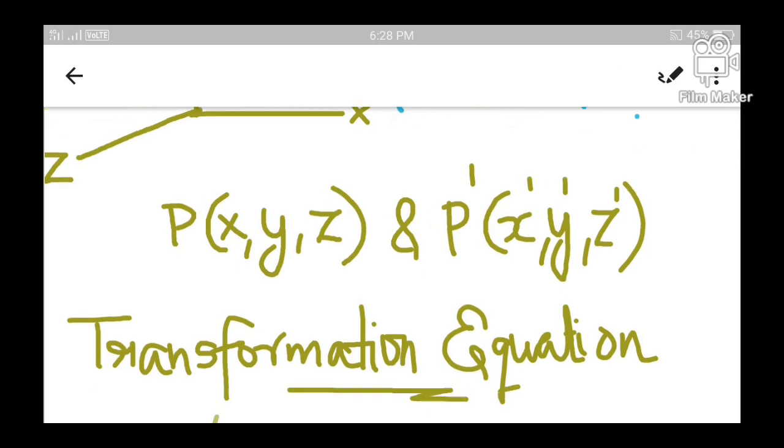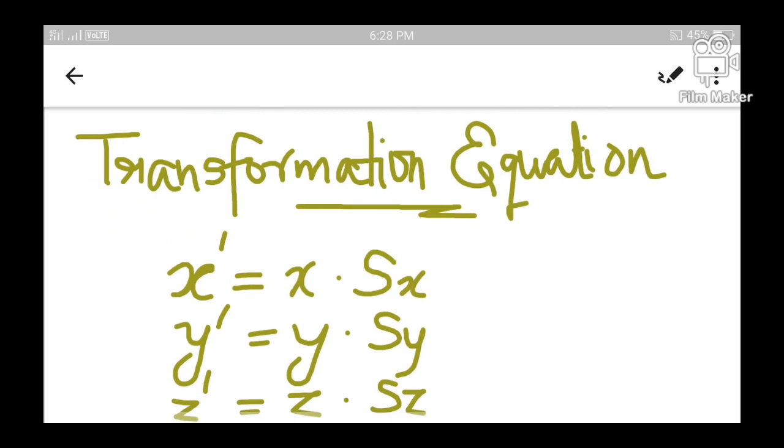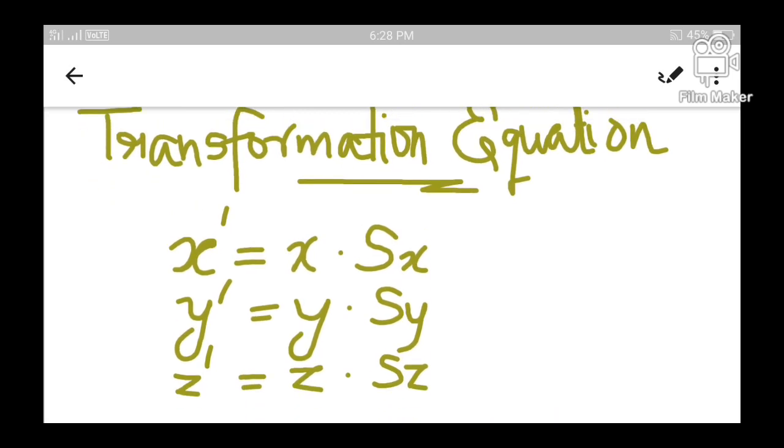Now I am going to write the transformation equations. That means how the transformation is going to occur. So typically the transformation equation can be written in these ways. That is, x dash is equal to x into sx, y dash is equal to y into sy, and z dash is equal to z into sz. Now what are these x, y and z? x, y and z are nothing but the x, y, z coordinates of the point P.